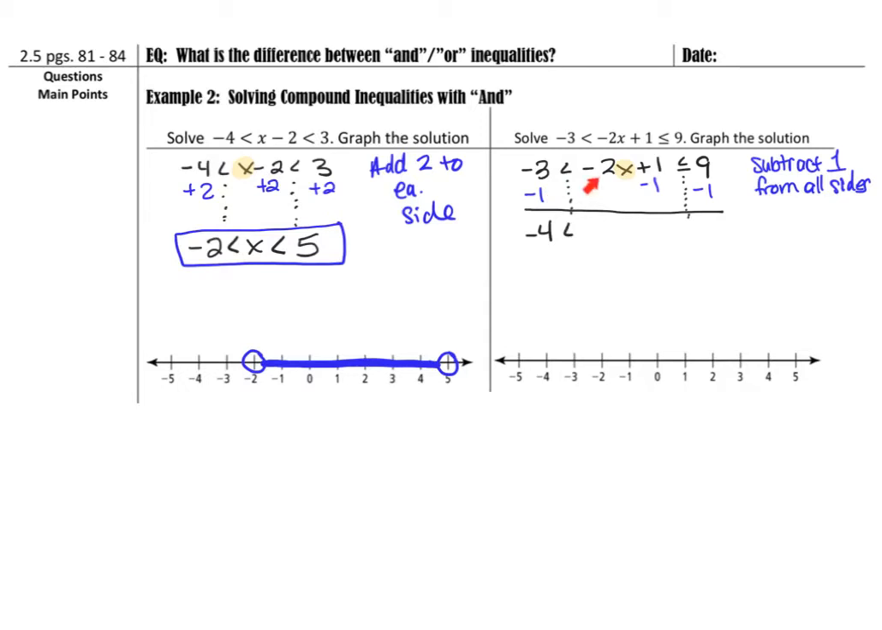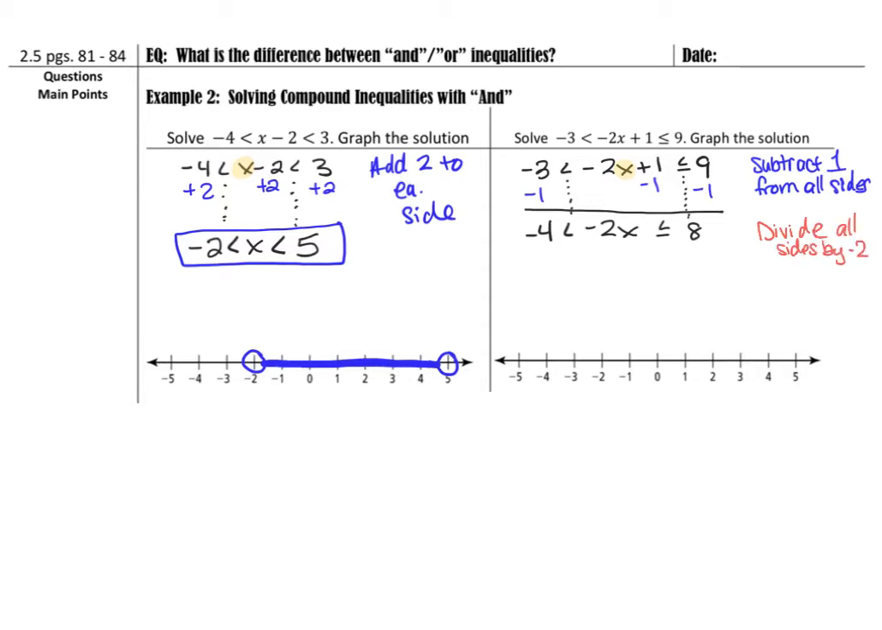Then we have -2x left because the +1 and the -1, those zeroed out. So I'm just going to bring all of this down. So we have -2x. Bring down your other inequality sign, and then 9 and -1, that's going to give me +8. So now I have -2 times x. So the opposite of multiplication is division. So we're going to divide all sides by -2.